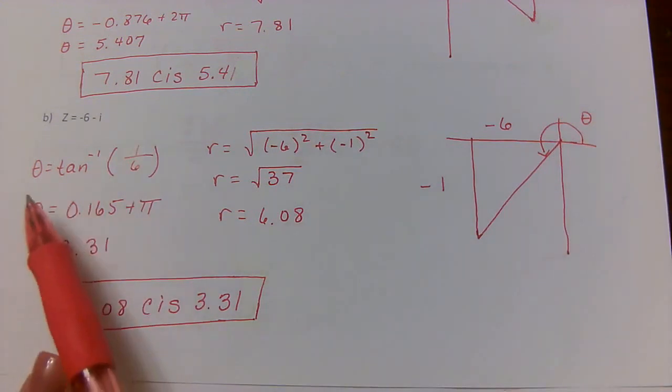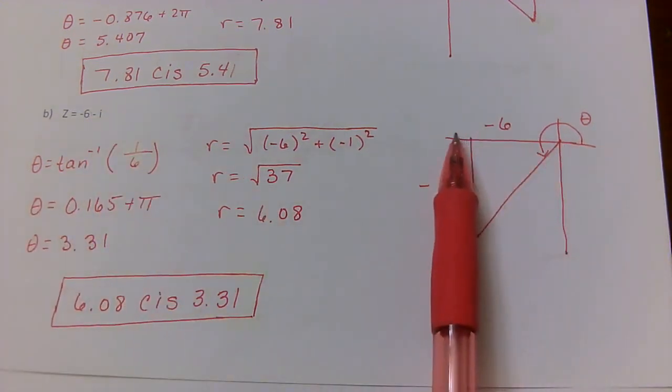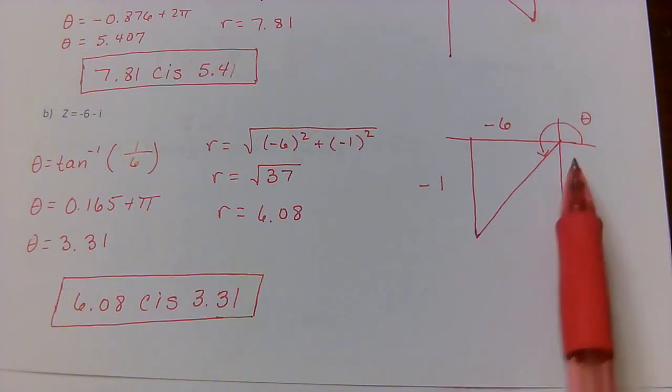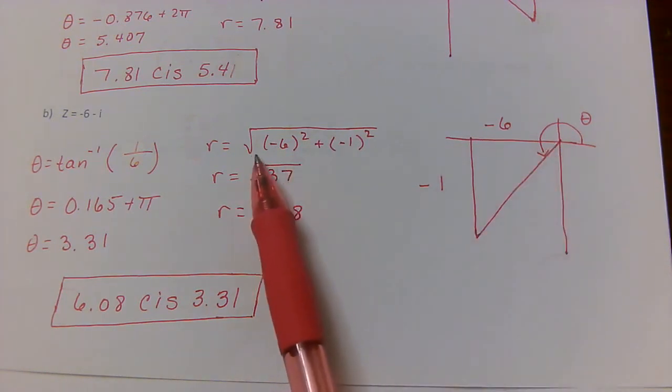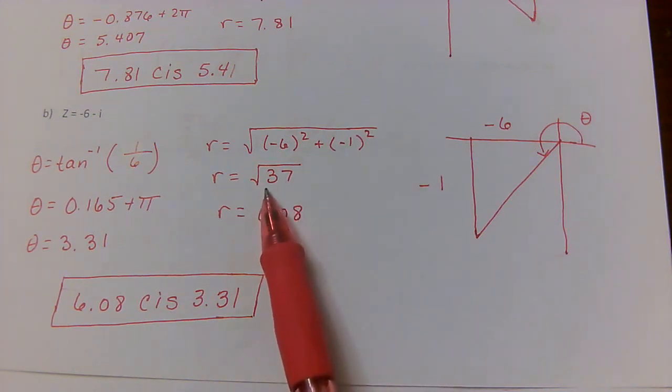Part B, we're doing the exact same thing. I have -6, -6, -1, -1. Okay. Then I'm going to go ahead and find R. So -6 squared plus -1 squared is the square root of 37. Then I found the decimal approximation.